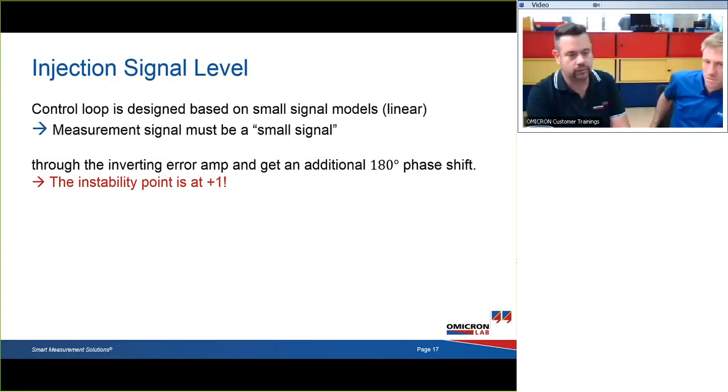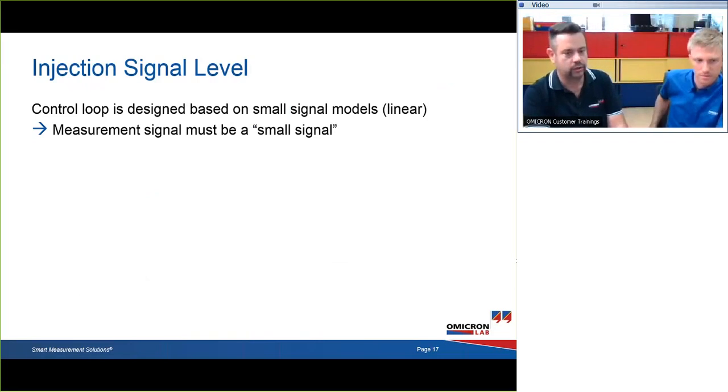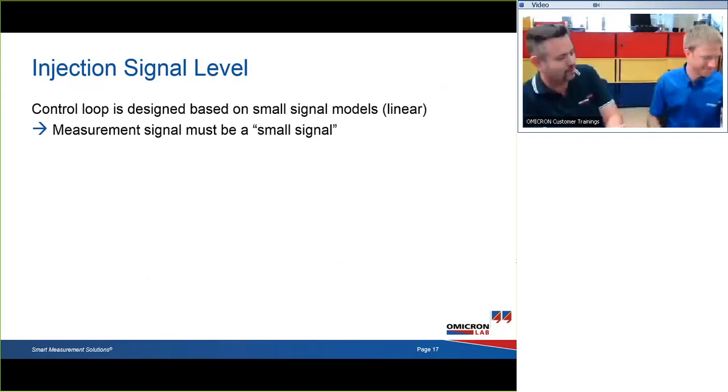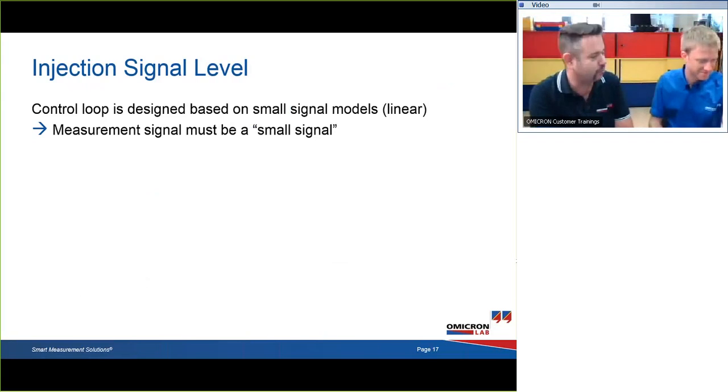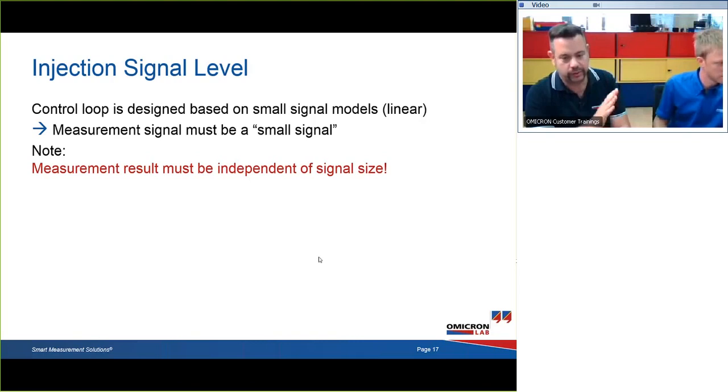So the second thing which is important is that we choose the right injection level, because even with this low voltage source that you mentioned earlier from the Bode 100, we can overdrive the system quite quickly. The whole control loop design is based on small signal models, and therefore also our measurement signal needs to be small signal. So a good rule of thumb is that the measurement result needs to be independent of signal size. In fact, it's not a rule of thumb, it's a must have.